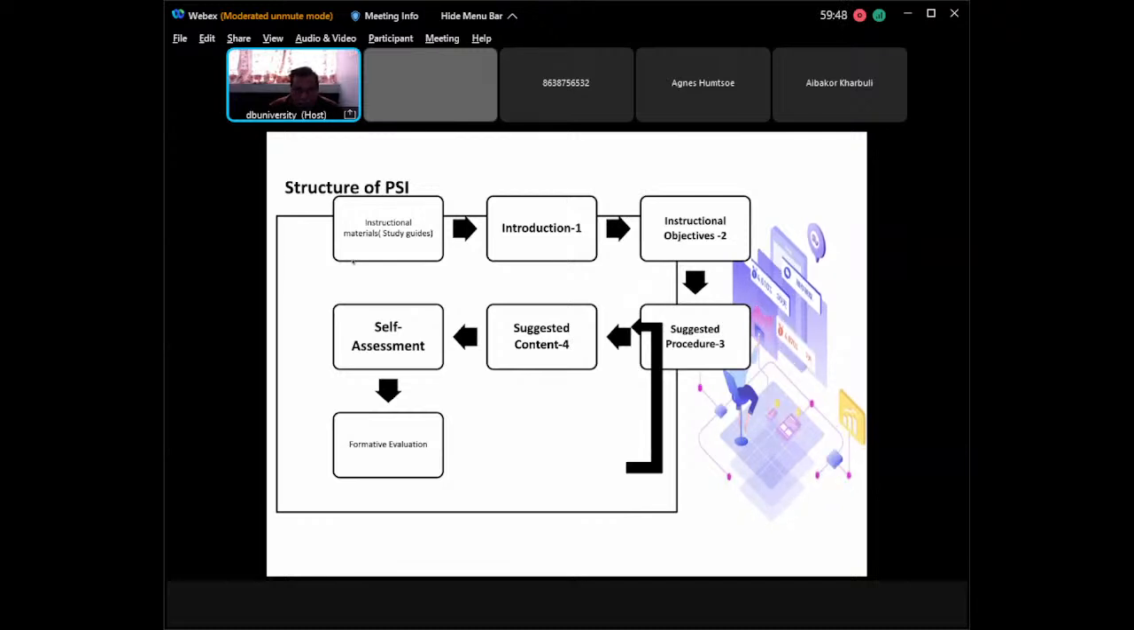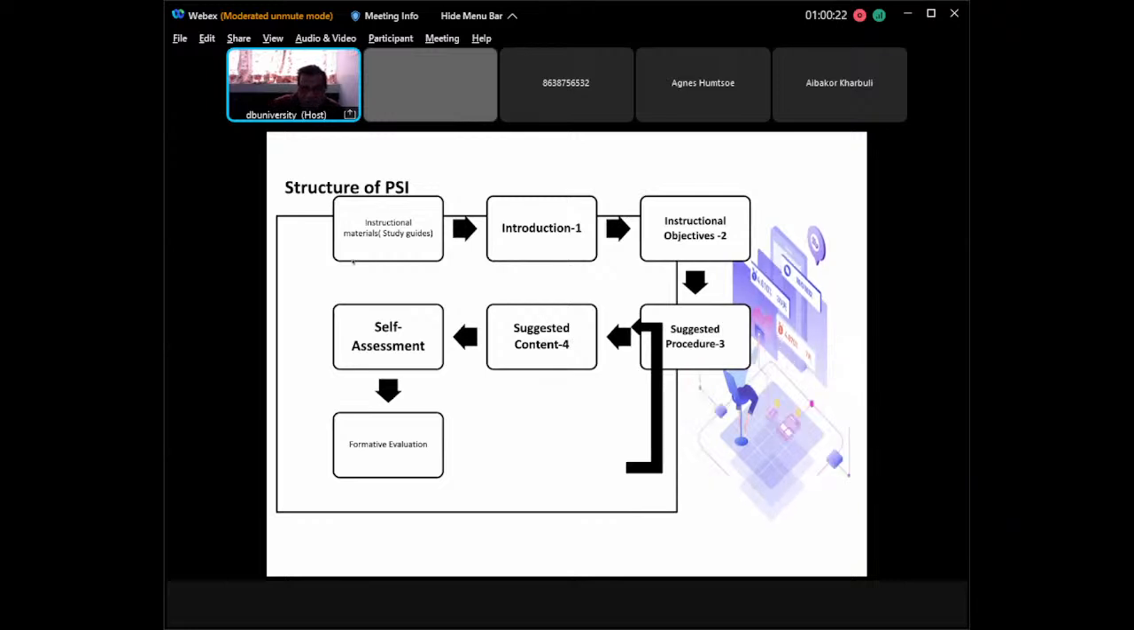It will try to establish the linkage between the previous knowledge and the present knowledge. So the introductory part is part of your PSI material. The instructional objectives, the specific points which you are to learn, your material will indicate. What will be the procedure? The suggested procedure will be provided there itself. You will follow that procedure, you will have the suggested content, and finally there will be self-assessment.